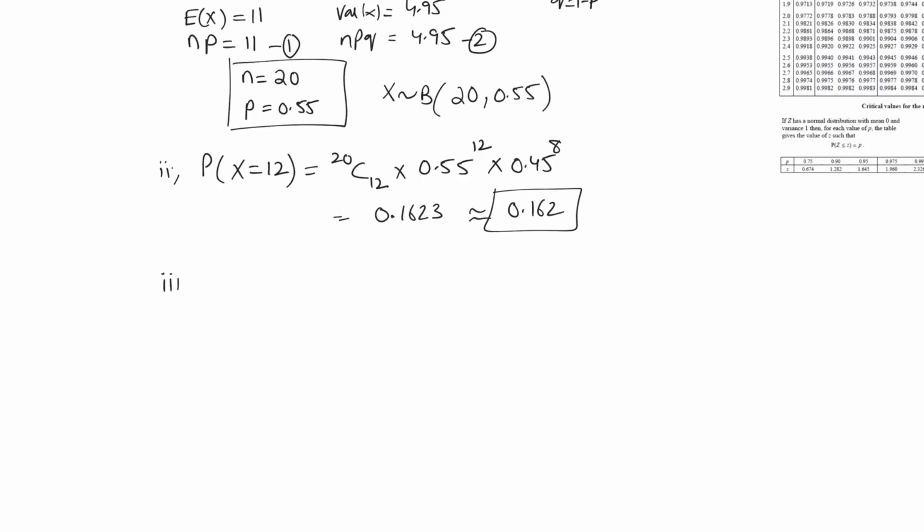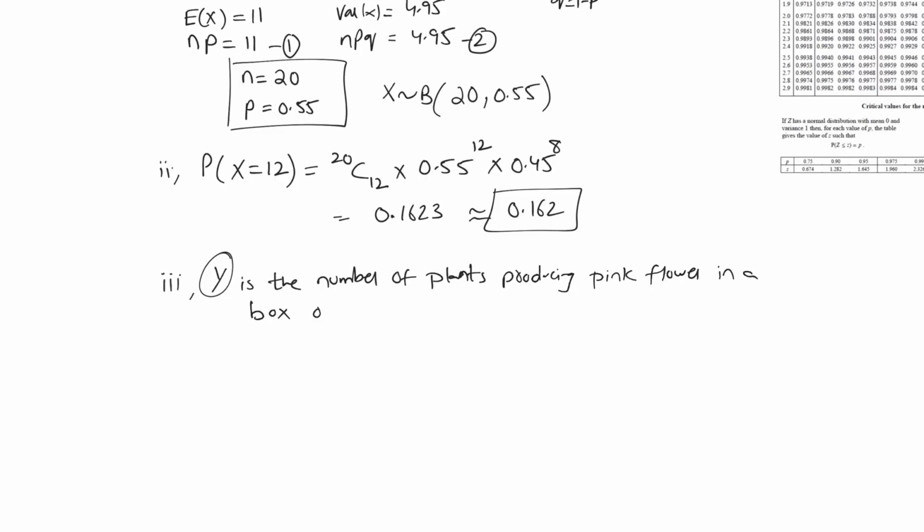So for part 3, let me replace my variable: Y is the number of plants producing pink flowers in a box of 100. I have just used Y, you can use anything over here. Earlier we used X, here I am using Y. You need to understand the question.